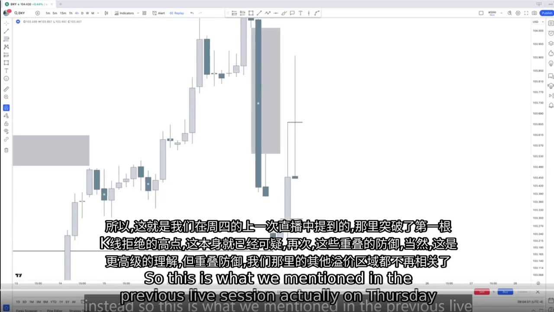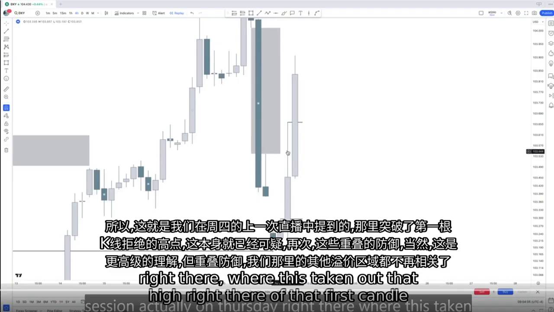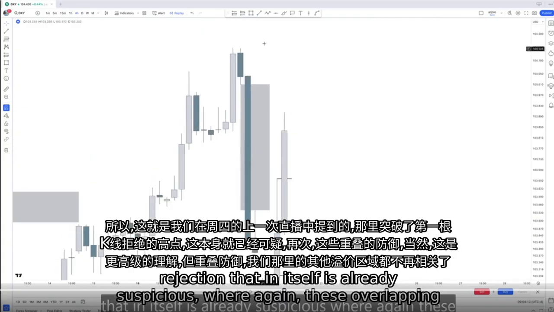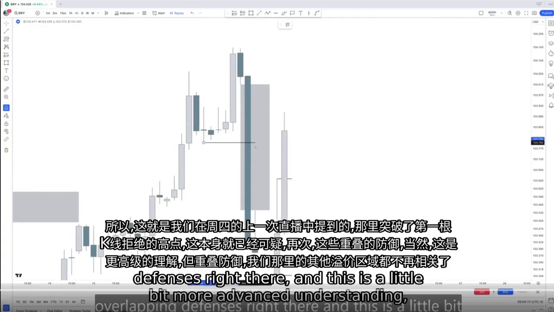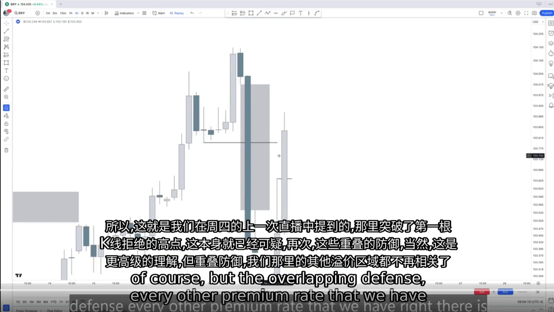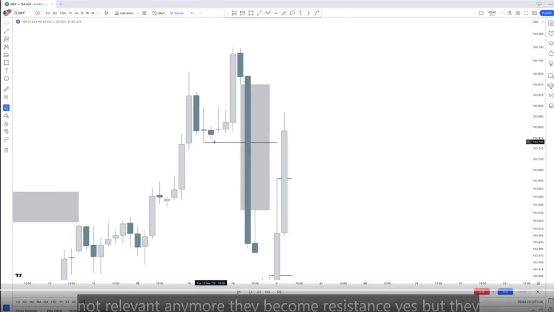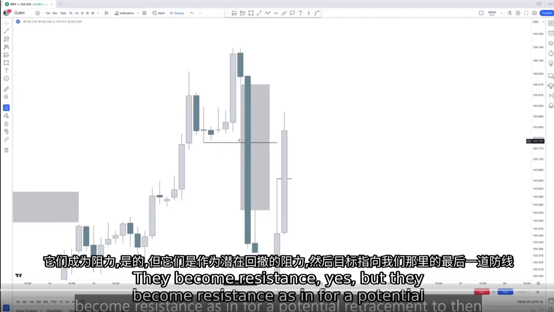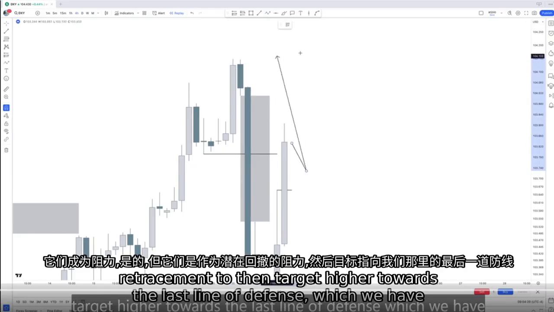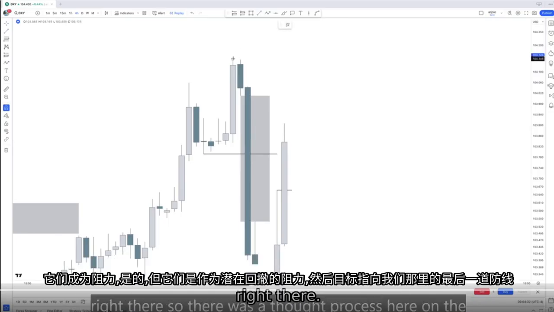So this is what we mentioned in the previous live session on Thursday, where taking out that high of that first candle rejection is in itself already suspicious. Again, these overlapping defenses, and this is a little bit more advanced understanding, of course, but with the overlapping defense, every other premium rate that we have right there is not relevant anymore. They become resistance, yes, but resistance as in a potential retracement to then target higher towards the last line of defense, which we have right there.